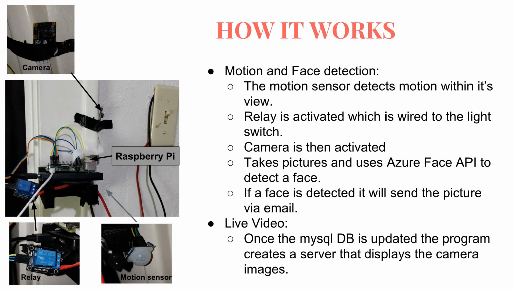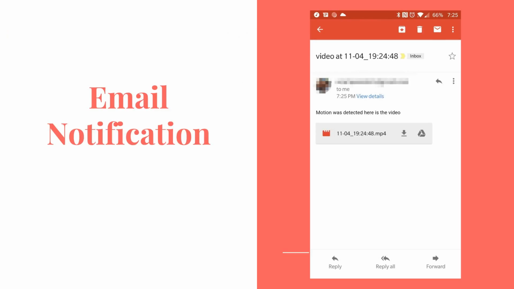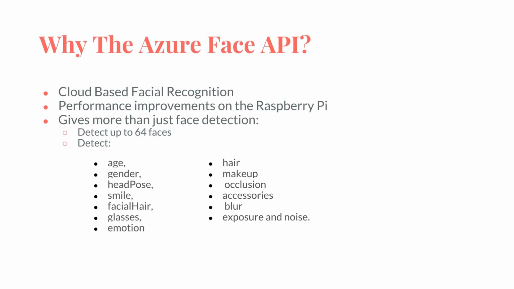So we made a website where you can view the live footage of what's going on. Basically, let's say you're at work and you want to see if someone's at your house, you can log in there and you'll be able to see what's going on at your house. So this is a sample of the email notification. We used to send video, but now we just send the picture because we added the facial recognition to that.